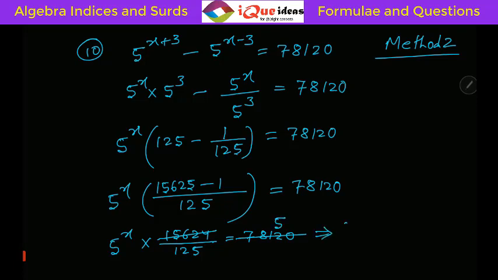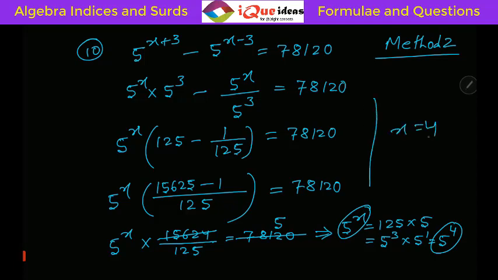So from here we have 5 raised to the power x is equal to 125 into 5. Now 125 is actually 5 cube. 5 itself is 5 raised to 1, so that is 5 raised to the power 3 plus 1, that is 4. So 5 raised to x is equal to 5 raised to 4. So this tells us very clearly that x is equal to 4. So this was the other way, the conventional way of doing this.